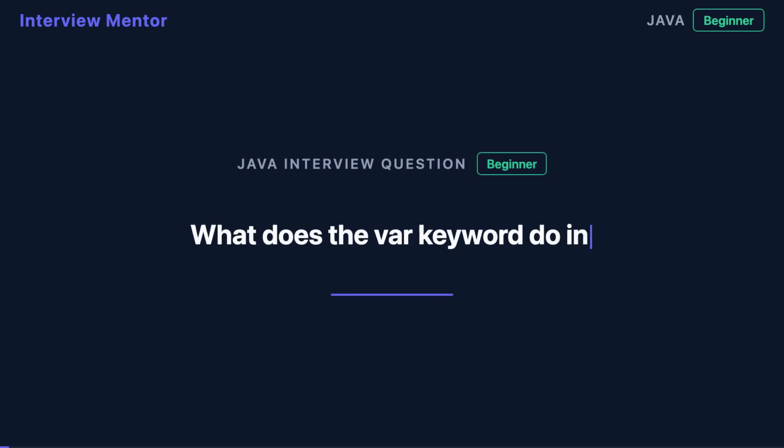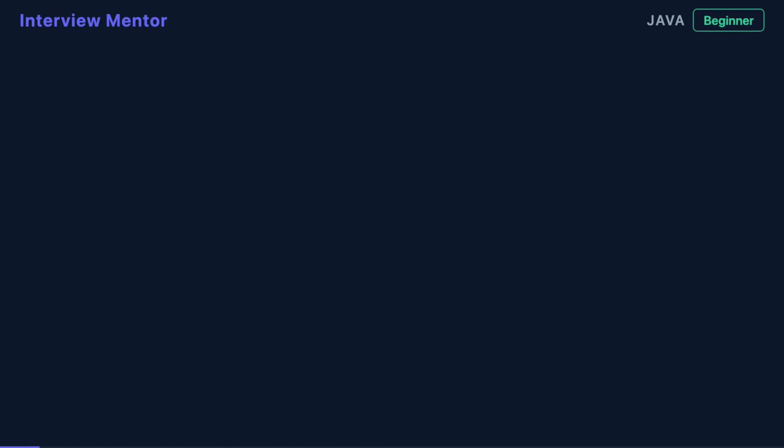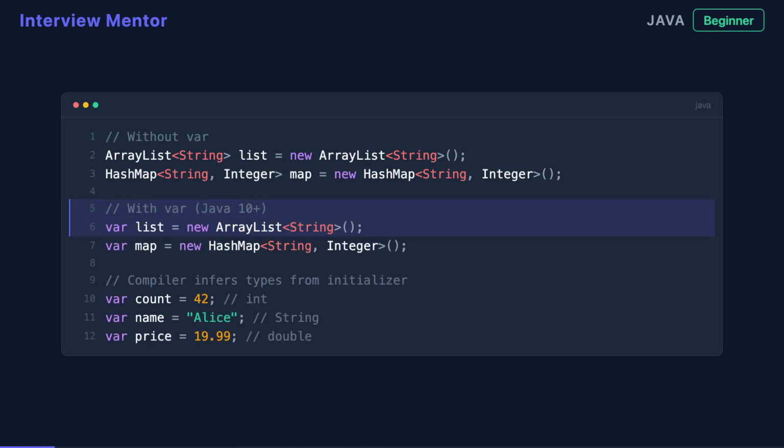Java's var keyword looks like JavaScript, but it's completely different. Let's clear up the confusion. The var keyword enables local variable type inference introduced in Java 10. Instead of writing the full type, the compiler infers it from the initializer.